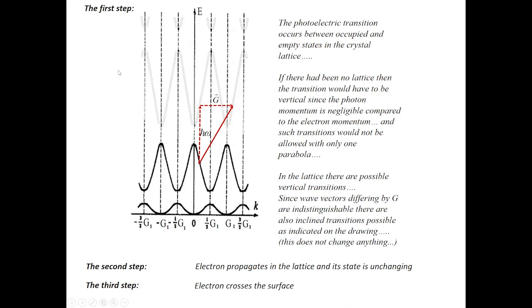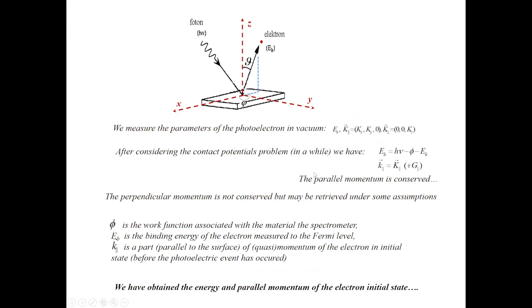So this is the first step, and the second step is the electron propagates in the lattice, and its state is unchanging through this propagation. And the third step is the electron crosses the surface, and then you can see it. So now we measure the parameters of the photoelectron in vacuum, and this is these capital K letters here.